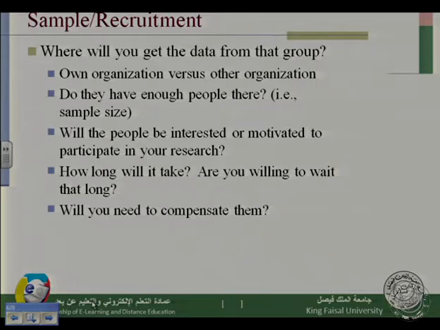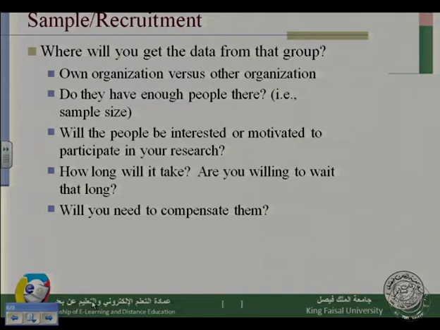Will the people be interested or motivated to participate in your research? This is very, very important, because if they are not motivated, or not interested, they are not going to give you the information that you want. Maybe they are going to give you fake information just because they want to finish the study. One way to do it is to give them incentives. Some teachers give marks to students. Some researchers give money. They give some gifts, mobiles, pens, any kind of gifts, just to motivate people to participate in the research.